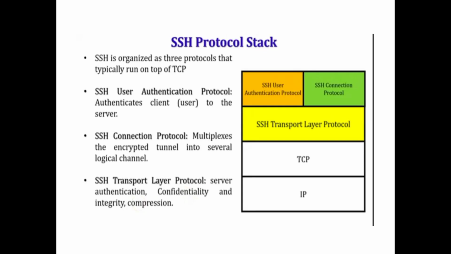Next, let us see the SSH protocol stack. SSH is organized as three protocols that typically run on top of TCP. The SSH user authentication protocol authenticates the client user to the server. The SSH connection protocol multiplexes the encrypted tunnel into several logical channels. The SSH transport layer protocol provides server authentication, confidentiality, integrity, and compression. And this is the diagram of the SSH protocol stack.